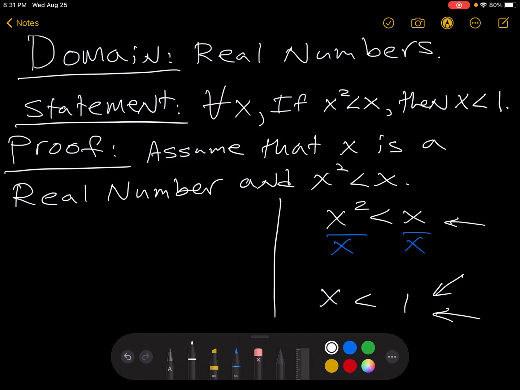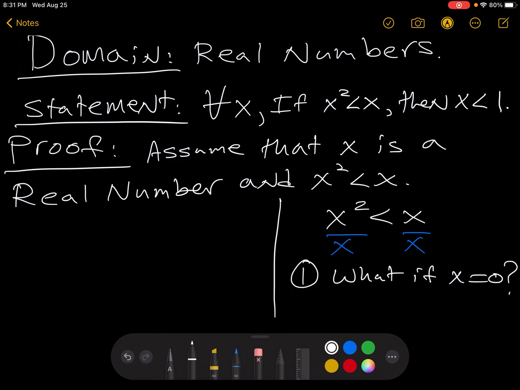But now you want to ask yourself, did I gloss over anything? And the answer is yes. I did gloss over some things. There are two issues. The first issue is, what if x is equal to 0? If x is equal to 0, then we're dividing by 0, which we can't do. Remember, anything divided by 0 is undefined. So that's a problem.